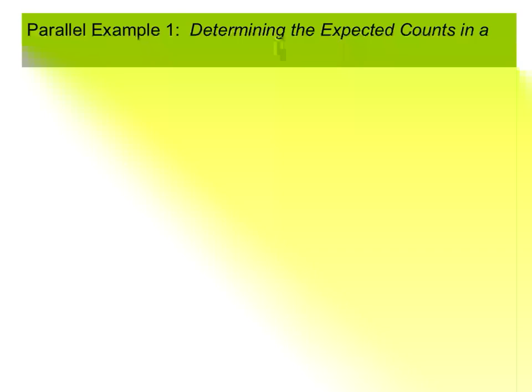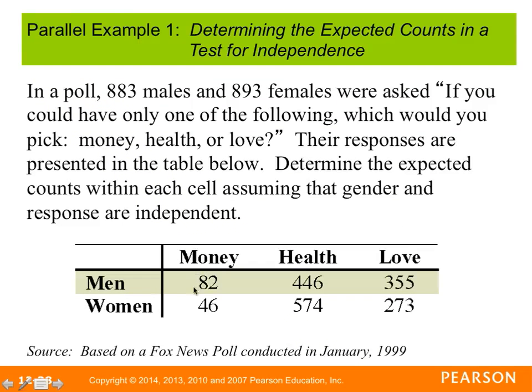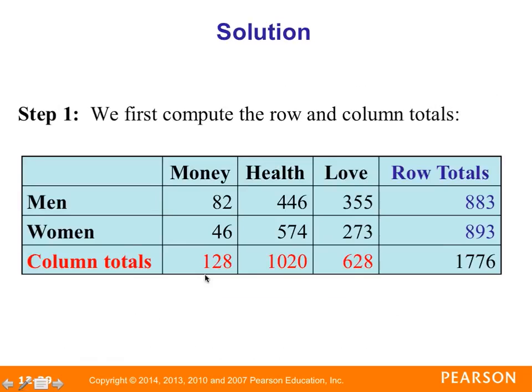In a poll, 883 males and 893 females were asked, if you could have only one of the following, which would you pick? Money, wealth, or love? The responses are presented in the table below. Determine the expected counts within each cell, assuming that gender and response are independent. So, for example, we had 82 men who answered that money would be what they choose. We had 574 women answer that health would be what they choose.